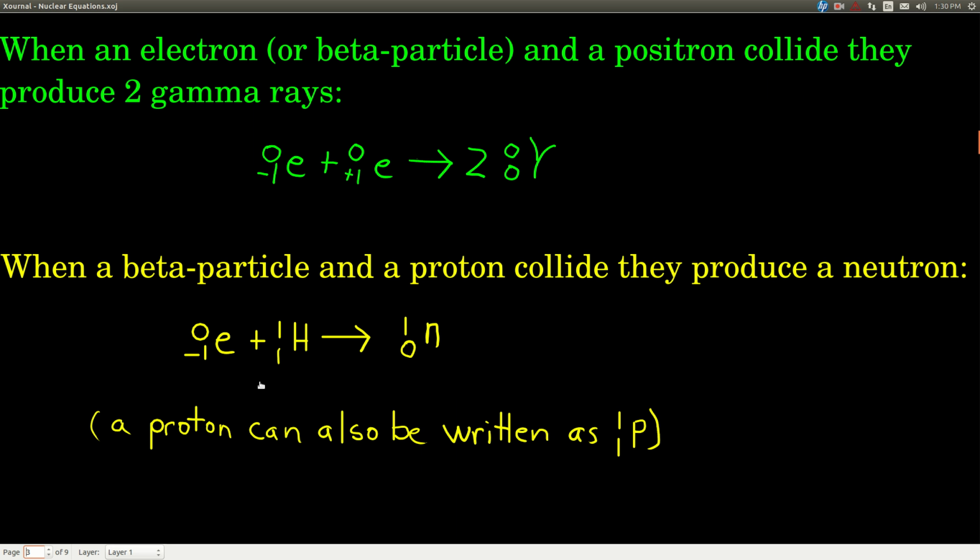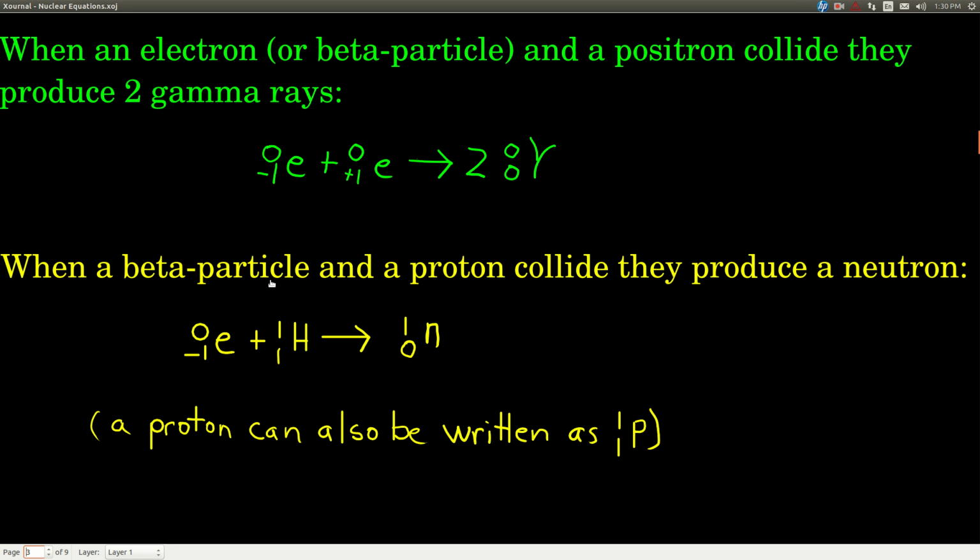Now, a couple of important things to remember is that when a beta particle or an electron and its antimatter particle, a positron, combine or collide, they produce 2 gamma rays, really high energy electromagnetic radiation. And that's what this is showing here. 0 plus 0 is 0, -1 plus 1 is 0. By the way, when you see a coefficient, a number in front of a symbol like this in nuclear equations, we multiply the number in front by both the top number and the bottom number in the symbol to get the sum of the top and the bottom numbers.